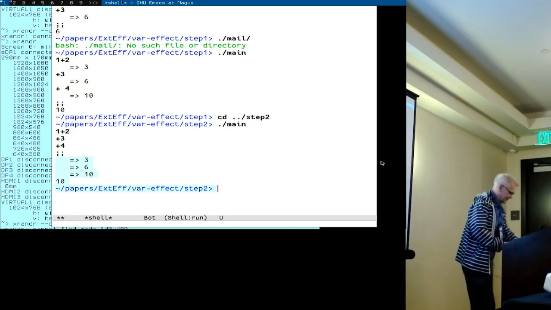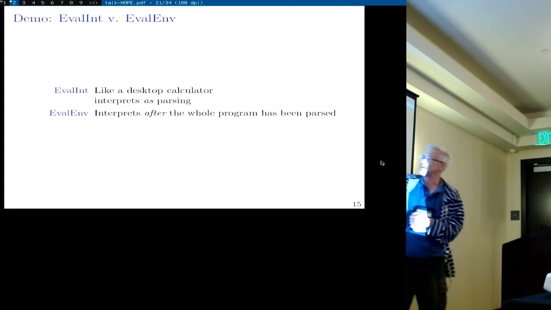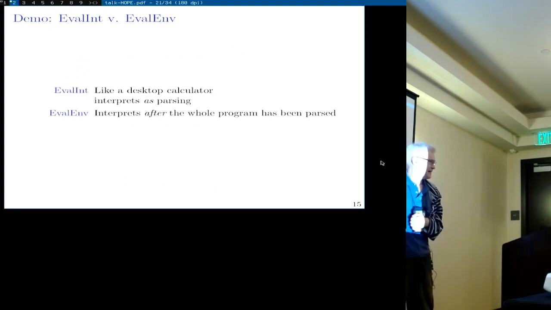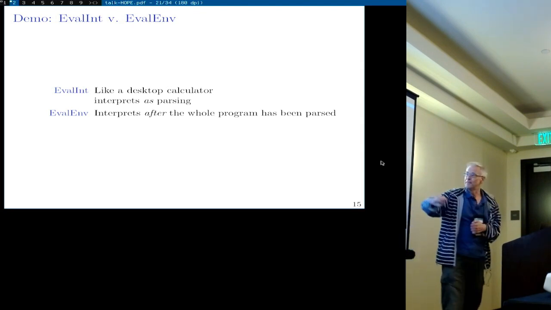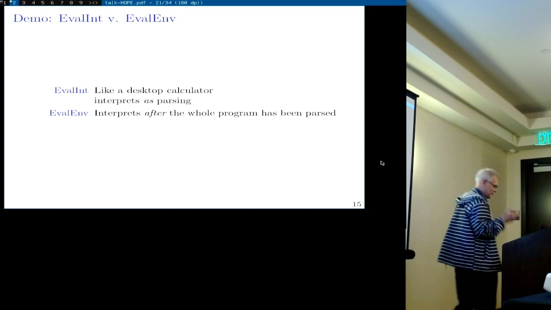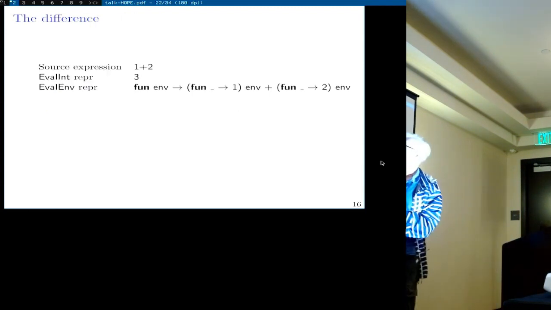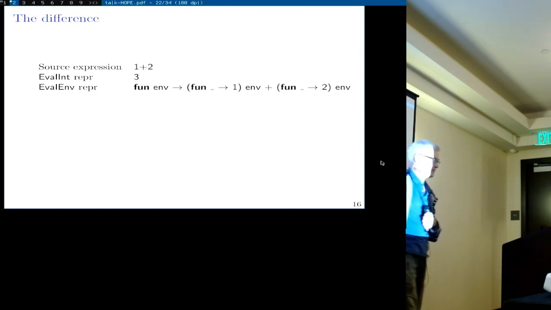Well, why is that? Why does that happen? Well, eval int was kind of like a desktop interpreter. It interprets while parsing. But the eval environment interprets after the program is parsed. So if we have a source expression 1 plus 2, then in the eval interpreter, the denotation is 3, right? Because the denotation of 1 and 2 just adds them.